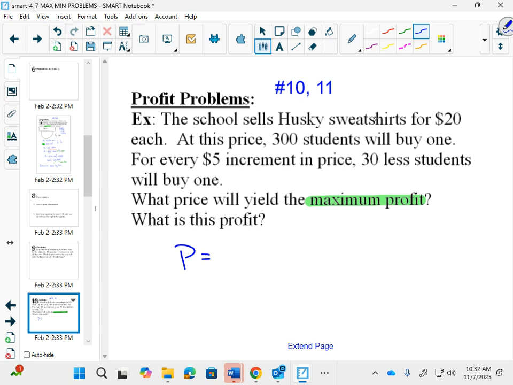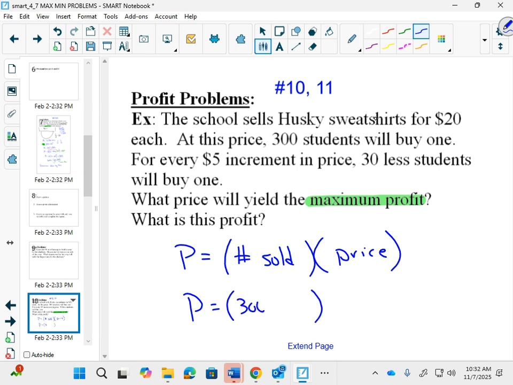Would you agree that, I'm going to write it out in words, it's the number sold times the price? And we started off with selling 300 for a price of 20. You could also lower the price to get more students. That might be. So I'm going to introduce... Take a guess first. Well, we're going to get to the guess in a second.